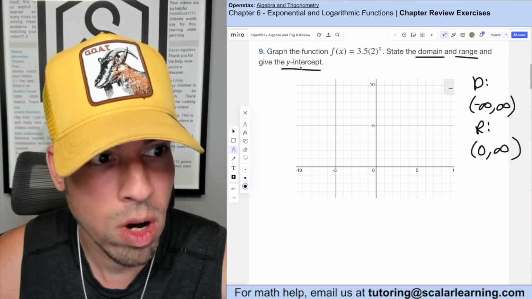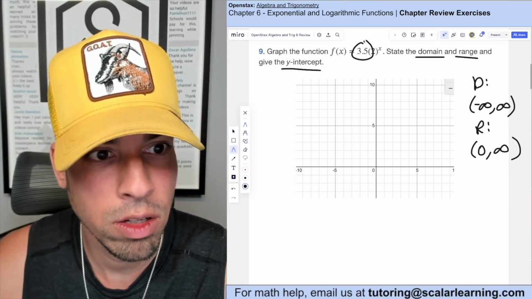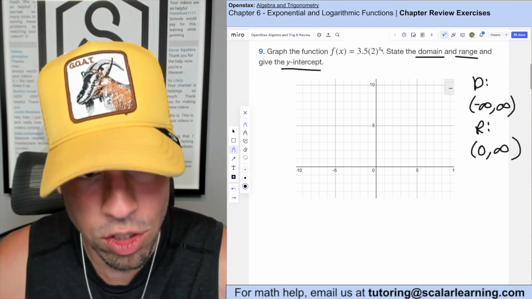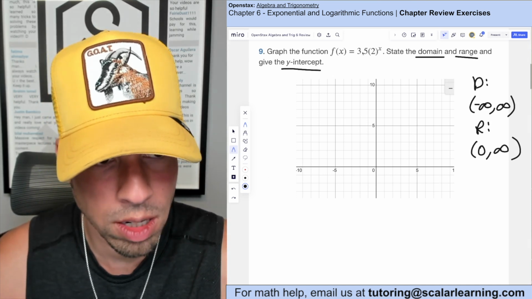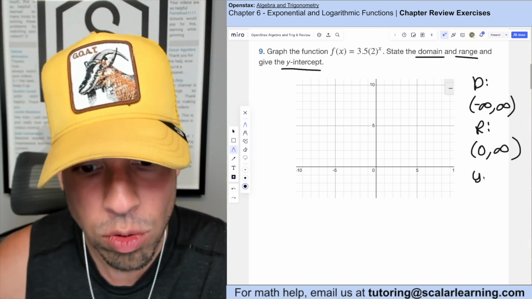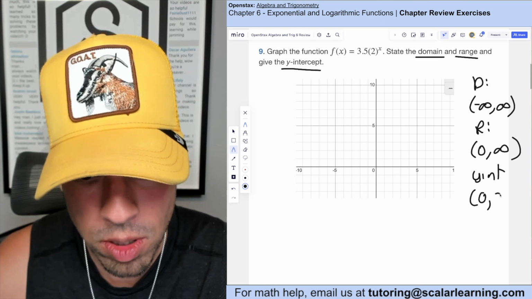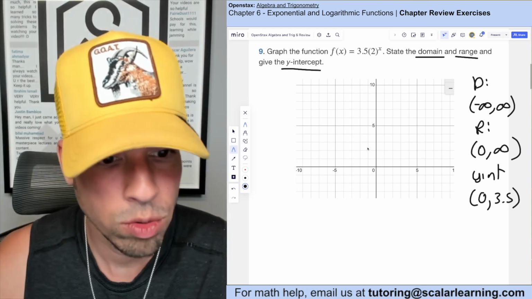Last but not least, to get the y-intercept, when we have a nice exponential, it's literally this constant. But to see that, you plug in 0 for x, 2 to the 0 is 1, 1 times 3.5 is 3.5. So the y-intercept is (0, 3.5). Now, if we want to plot this, we got a couple nice points.